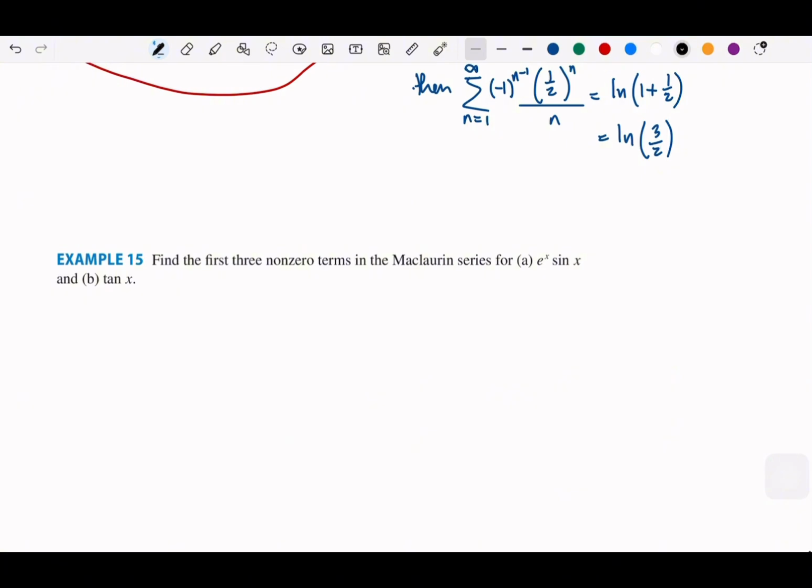If you know e^x and sine x, both are regular functions in terms of Maclaurin series. They both have the expansion, which means that you need to multiply and then see what terms come at the first 3 terms. And tangent x, we can get this from sine x over cosine x, which again are regular functions for our Maclaurin series.